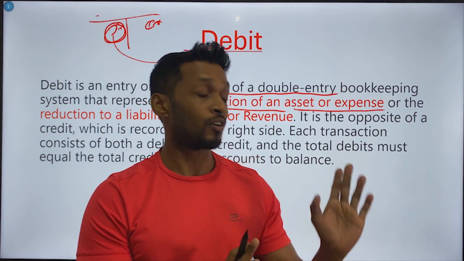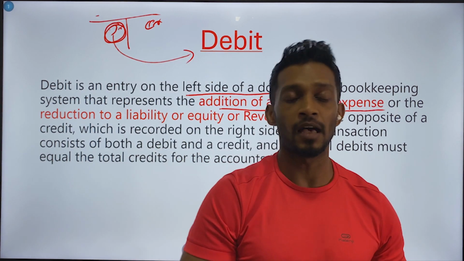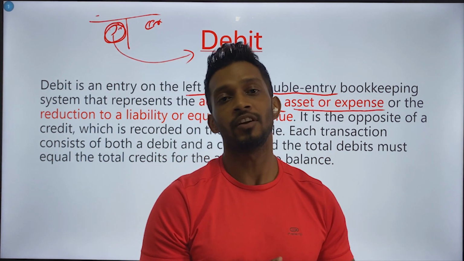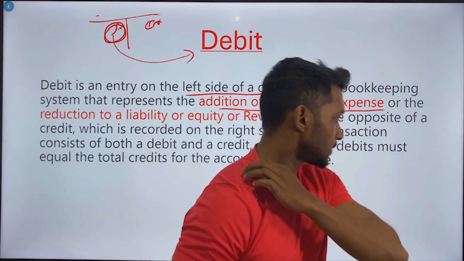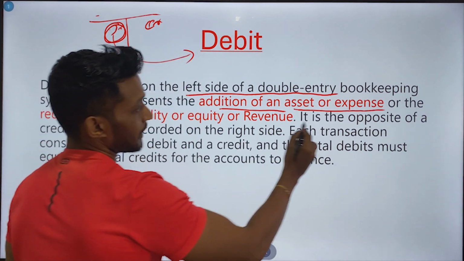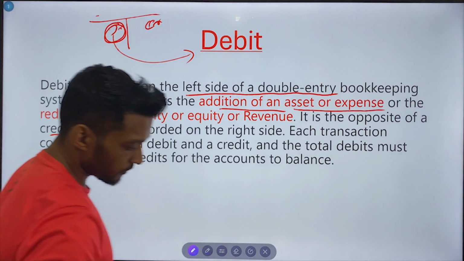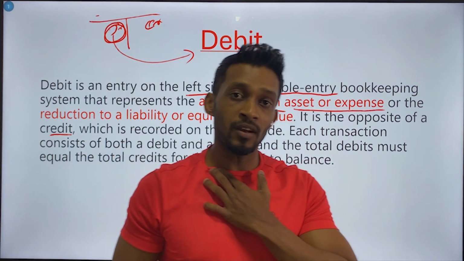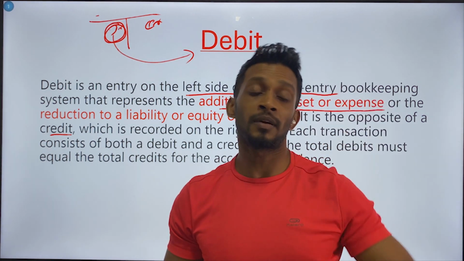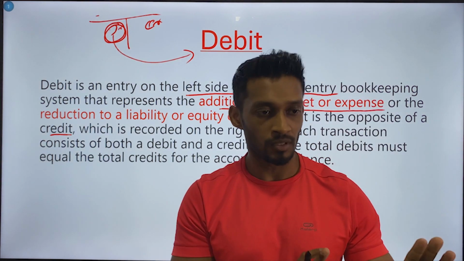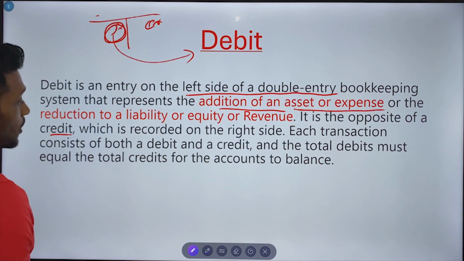Don't worry if you don't know what an asset, an expense, or a liability is. In coming videos I'm planning to explain those and how you can identify those things. So debit is the opposite of credit. You will understand why I say opposite of credit, because there's a special method called the double entry method. I'm not talking about that now, I'll keep it for later.